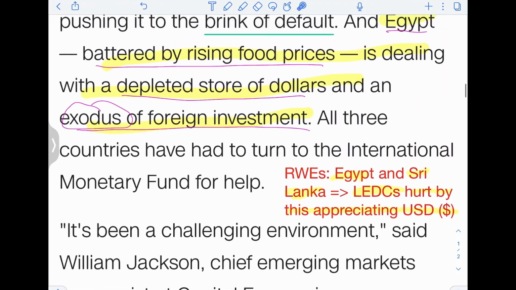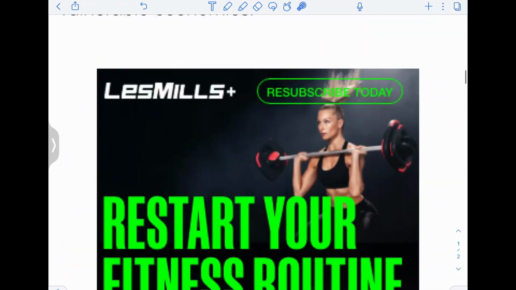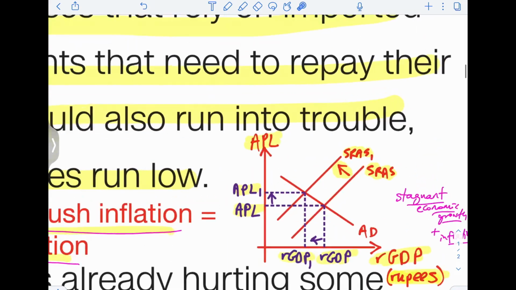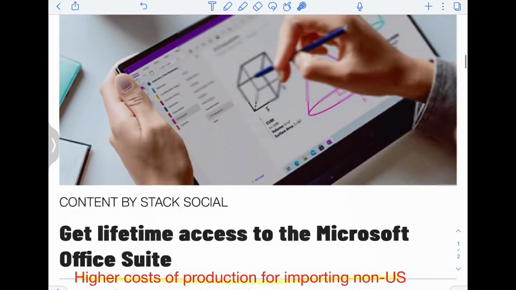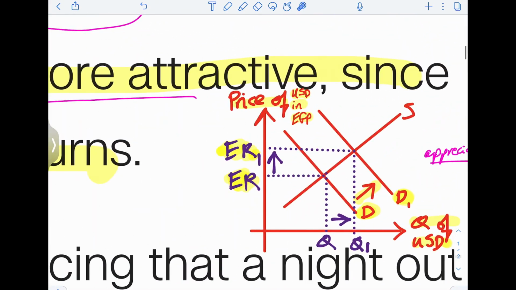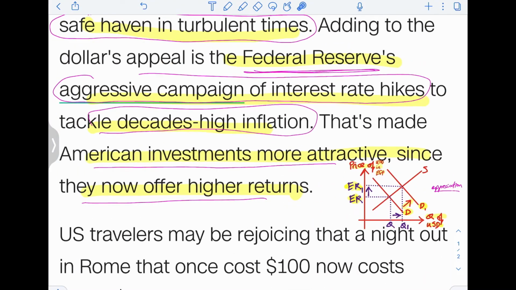Focus. Okay, so again, it's mentioned Egypt and Sri Lanka. We've seen a macroeconomics diagram showing cost push inflation. We've seen a foreign exchange diagram showing appreciation of the US dollar. Okay. Let me know if you have any questions.